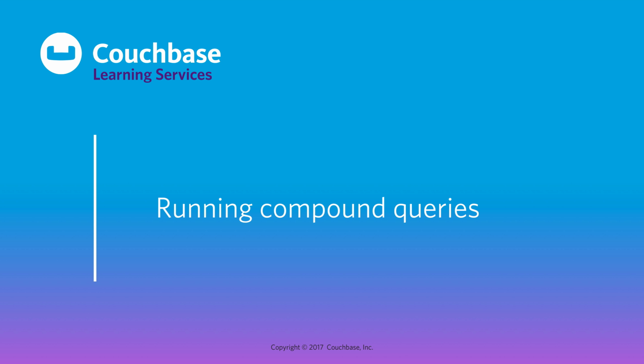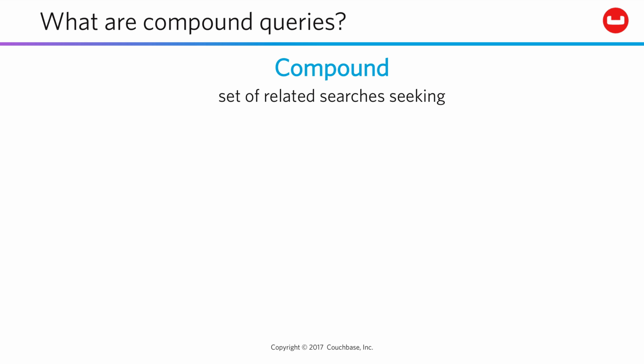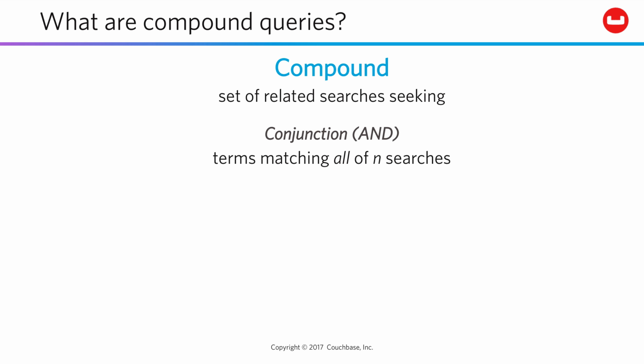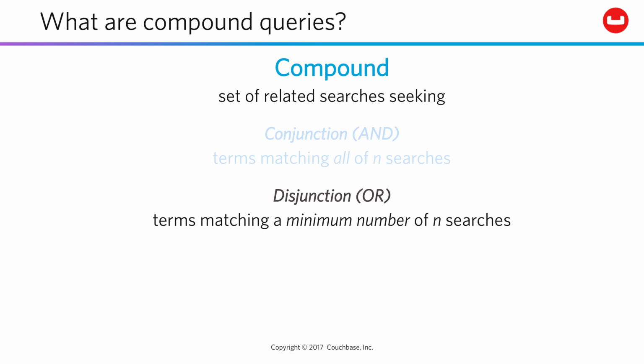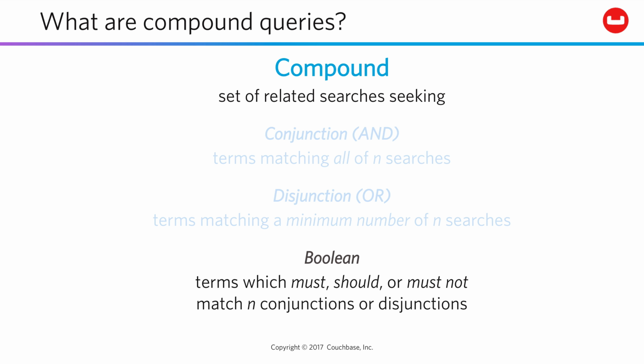In this lesson, we'll learn how to apply multiple individual queries as part of the same search using compound queries. A compound query is a set of interrelated searches seeking a conjunction of terms matching all of a set of any number of individual searches, or a disjunction of terms matching a specified minimum number among a set of searches, or a Boolean search where terms must, should, or must not match a set of any number of conjoined and/or disjoined queries.